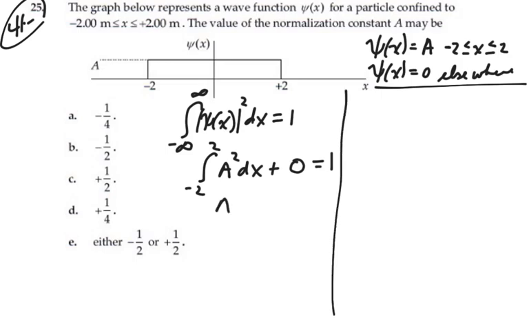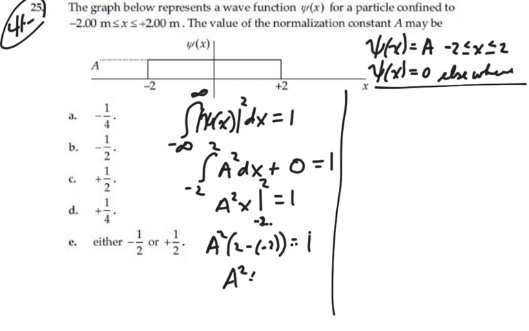Well, then we have a squared times x, evaluated from -2 to 2, should equal 1. Or we have a squared times 2 minus a -2 equals 1, or a squared times 4 equals 1. That means a squared is equal to 1/4, or a is equal to plus or minus 1/2.